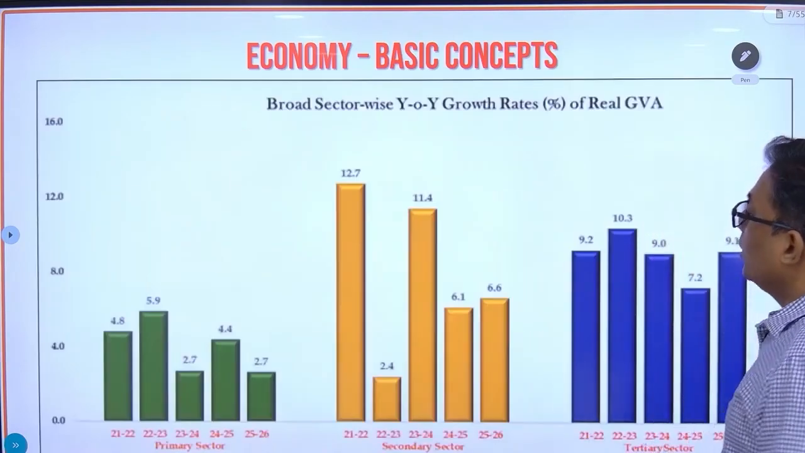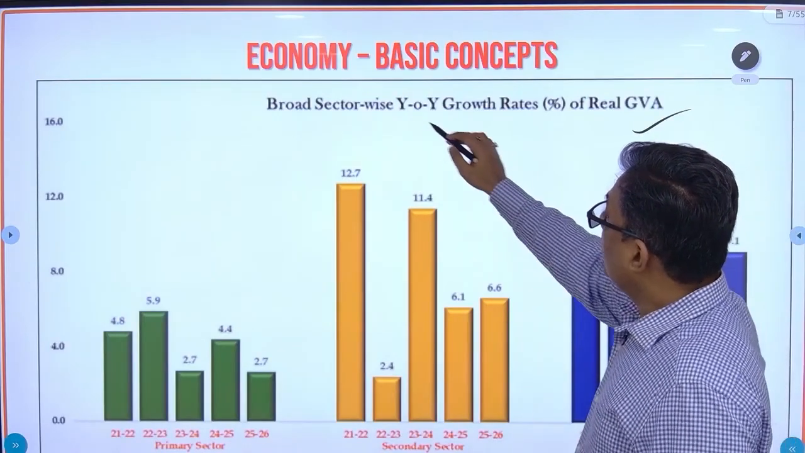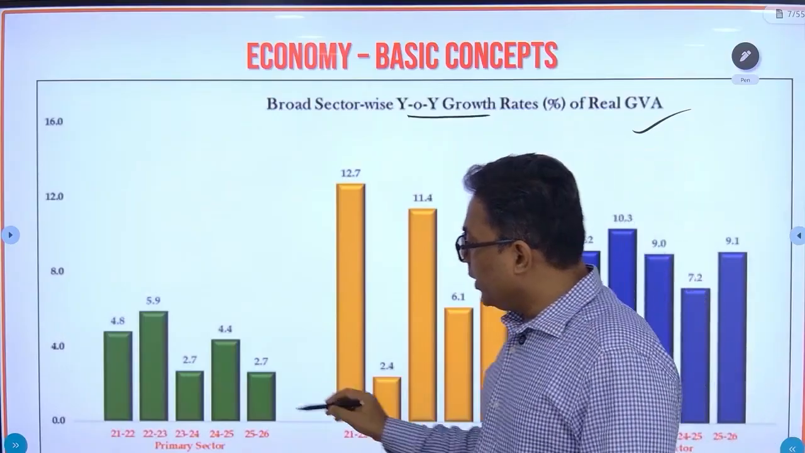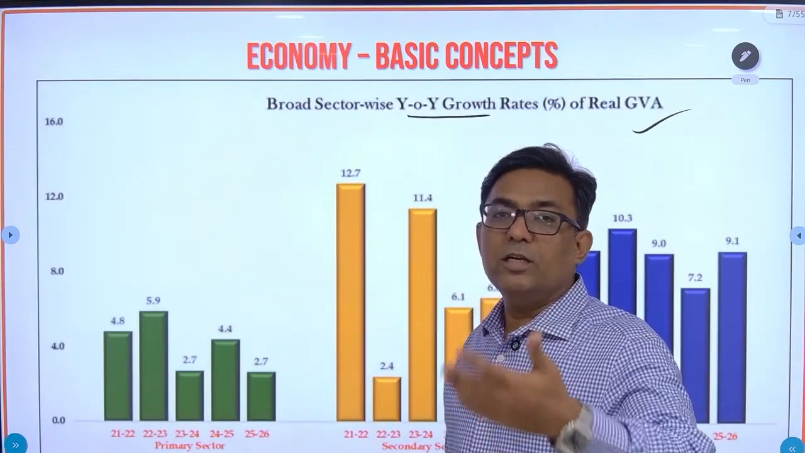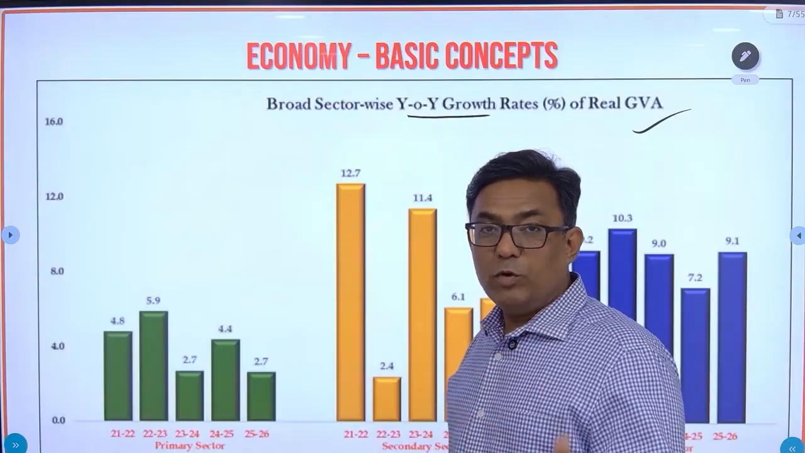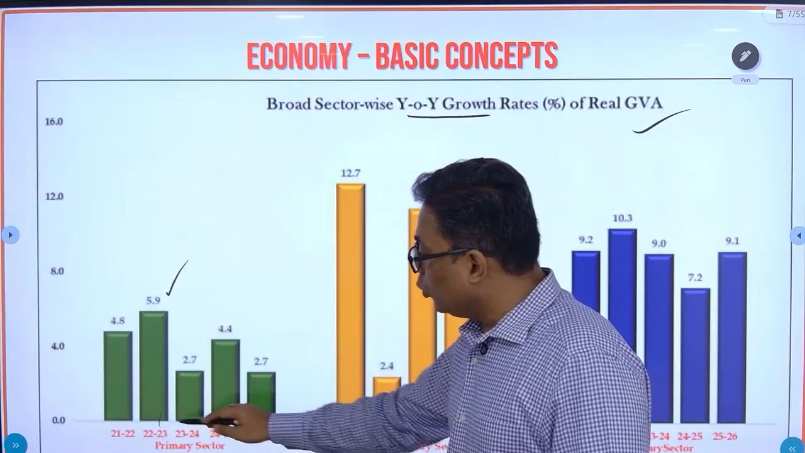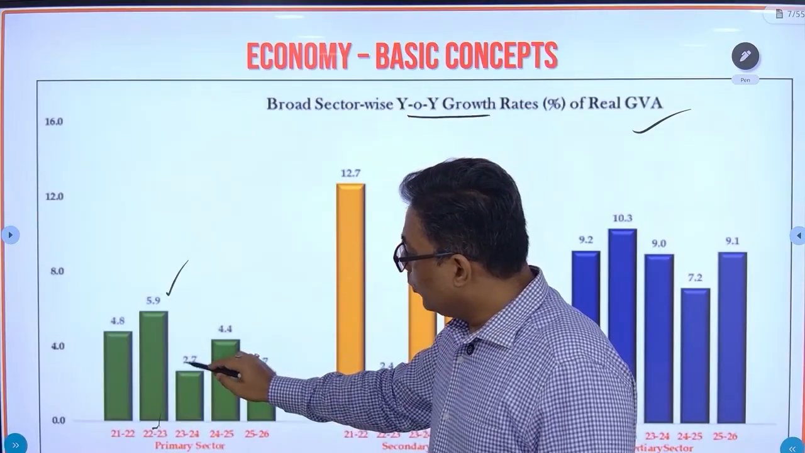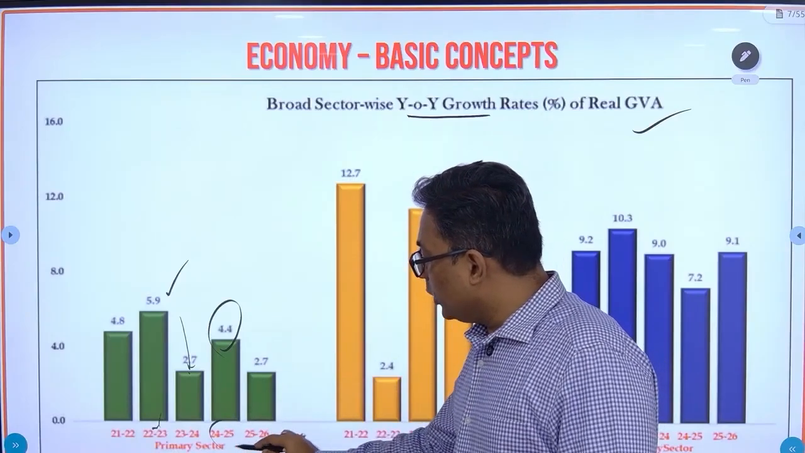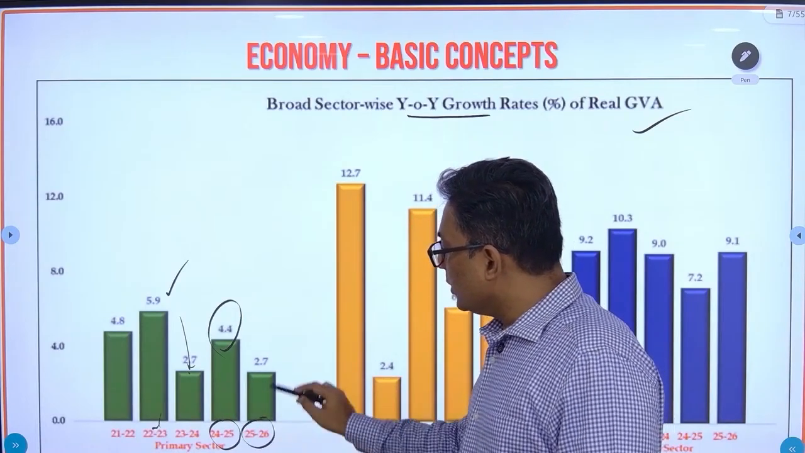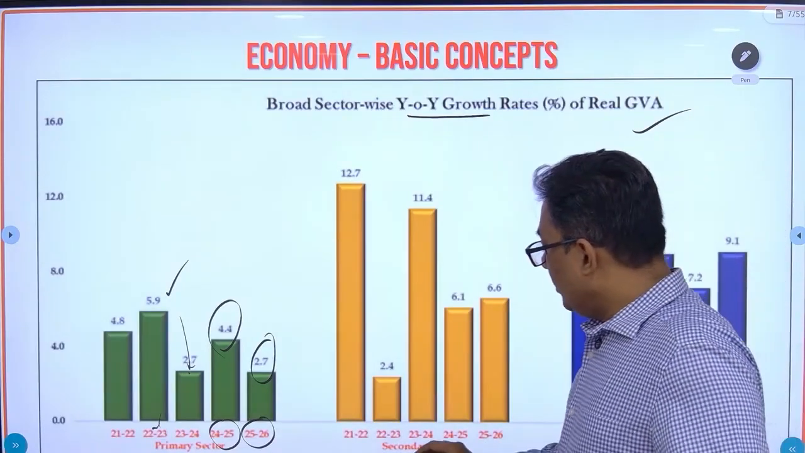Continuing, see, this is again data: year on year growth rates. What is the value added by the primary sector? Every year the national income is increasing, but what is the value addition of primary sector? It increased by 5.9% in 2022-23, then 2.7%, so it fell over here. Then the percentage growth of primary sector in 24-25, and in 25-26 it is estimated as 2.7.